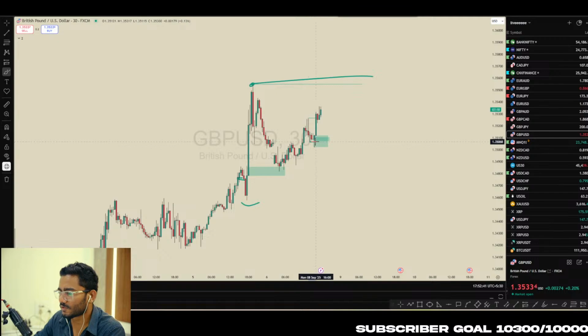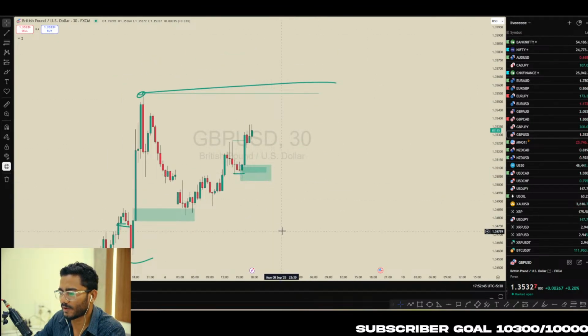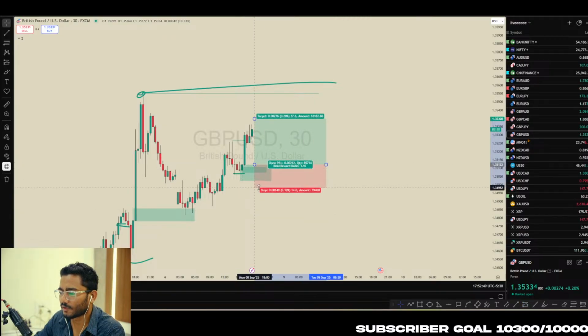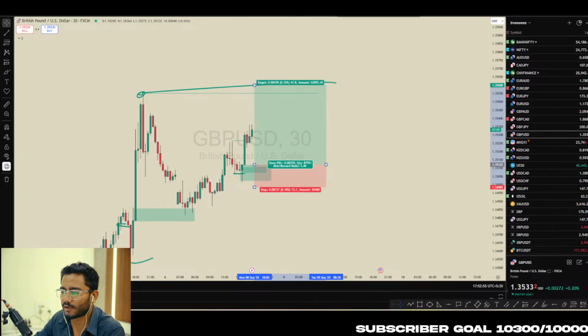Price took out this low. So we have this 30-minute order block. You can look for a buy side entry from here and target the next high. So around 1:3, but if you look for a change of pattern, then you can get around 1:5, 6.